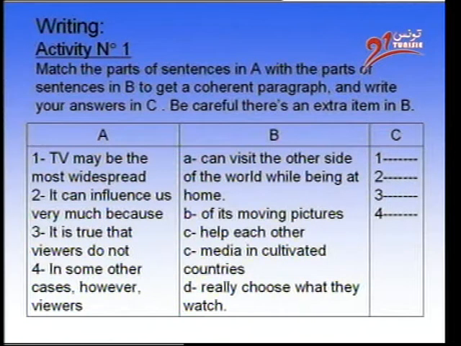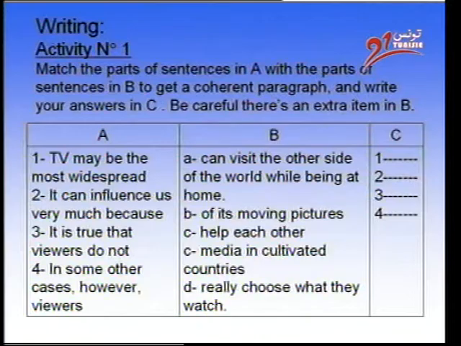It is true that viewers do not really choose what they watch. Good. So many people do not choose what they watch. They just put a channel and watch it, move to another channel and watch it, move to another channel and watch it. And every time they have a program proposed to them and not chosen by them actually. So it is true that viewers do not really choose what they watch.